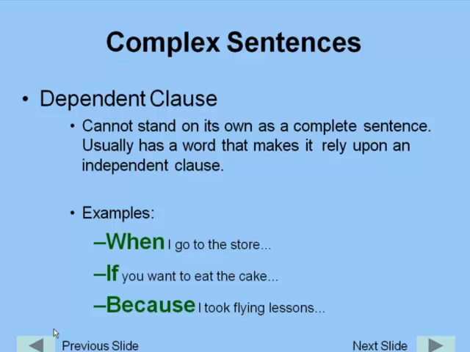So if you look at these sentences, we've got a couple of words here that take what would be a complete sentence. I go to the store. That would be fine by itself. But when I add on "when," this makes it less than a complete sentence. It's a subordinating conjunction. And the word subordinating there means to make it less than. It makes it subordered, less ordered. If you want to eat the cake, "if" makes it less than a complete sentence. Because I took flying lessons, "because" makes that less than a complete sentence.